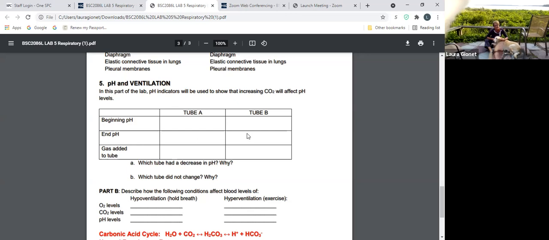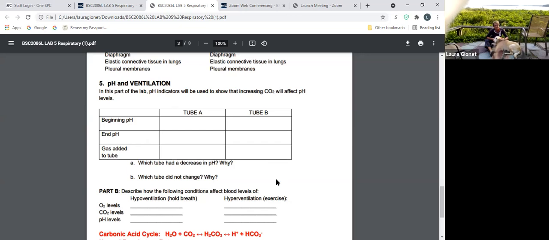So then you remeasure the pH. In tube A, I would expect to be about 6.2, maybe 5.8. In tube B, it would be really what you started with, about 7.0. So the gas added to tube A would be what? If we're exhaling through that straw into the water, we're delivering carbon dioxide. So in tube A, gas added is carbon dioxide.